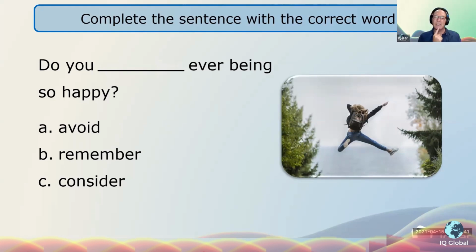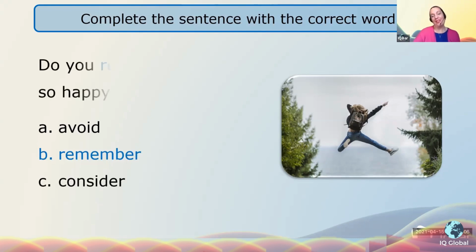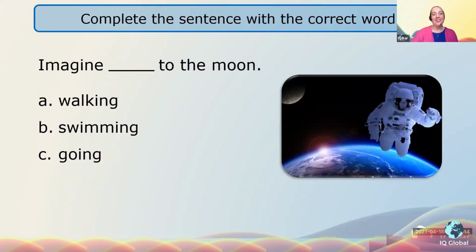Let's look at C, consider. That means to think if we want to be happy. That doesn't make sense. So, do you remember ever being so happy? I think it's remember. What do you think, Tammy? I think it is. Let's have a look, because it's the only one that makes sense. Yes, it is. We got it. So yes. Do you remember ever being so happy? Okay. And this is our final one for the day.